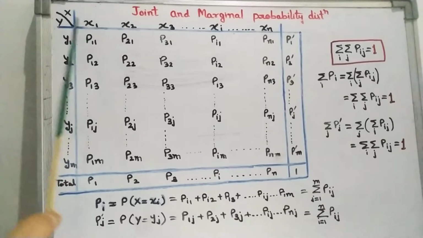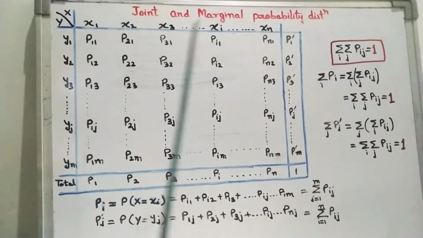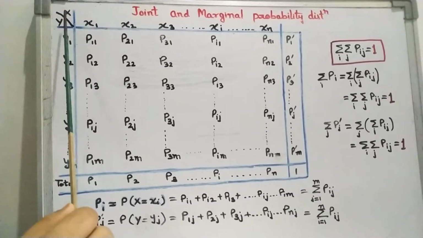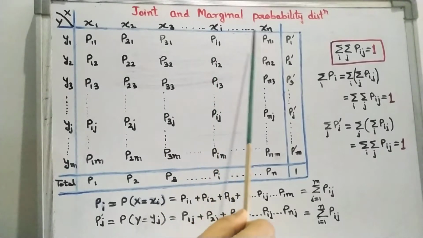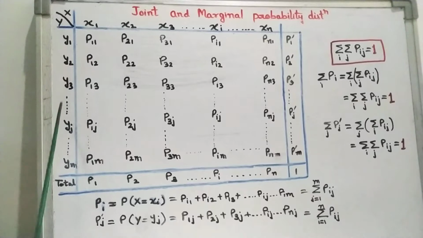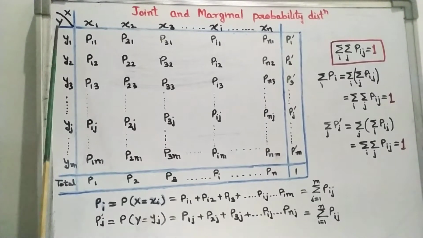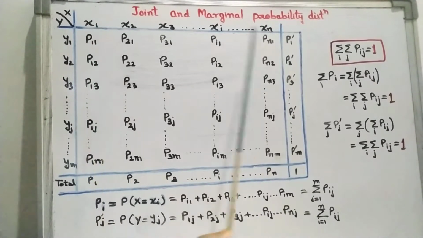Earlier we did with one variable, that means it takes the values x1, x2, x3 up to xn with the probability p1, p2, p3 up to pn. But here we are using two random variables. So let x take the values x1, x2, x3, xi up to xn, and y take the values y1, y2, y3, yj up to ym. It means x takes the values from 1 to m and y takes the values 1 to n.